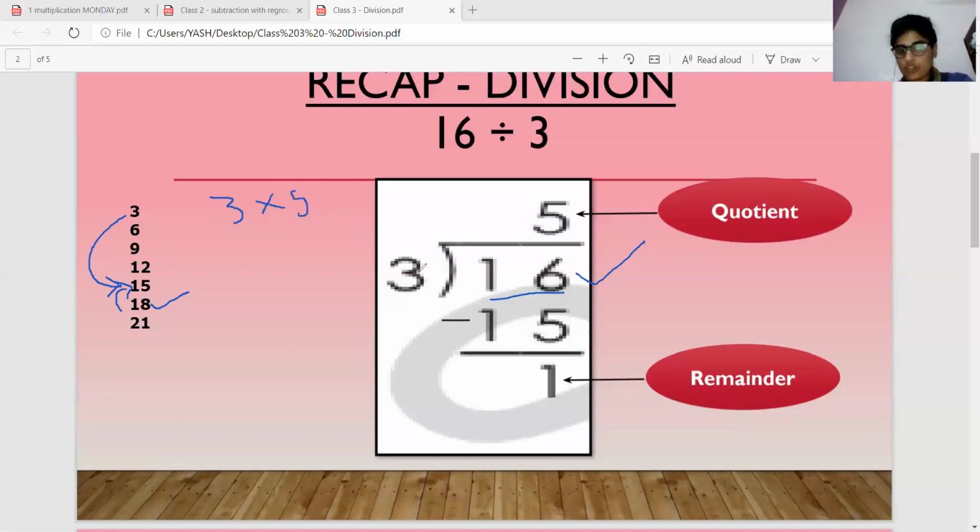So right, 3 is already written here. I need to write 5 here and then write 15 here. Okay, 3 multiplied by 5 is 15. So now subtract. Now subtract like this.